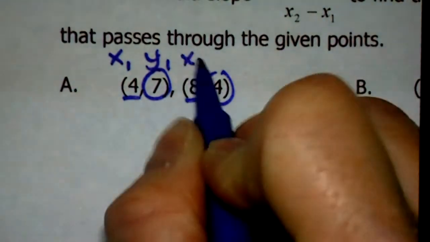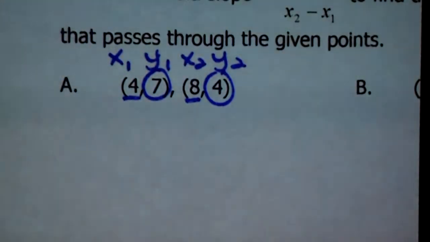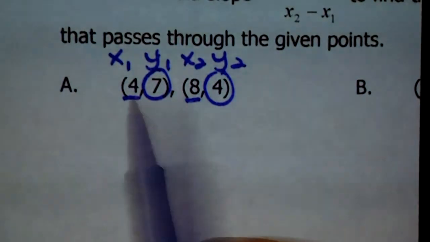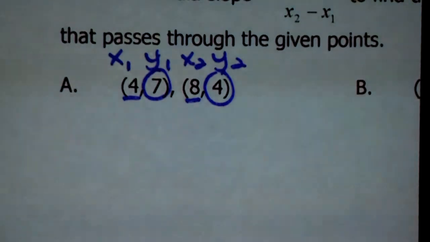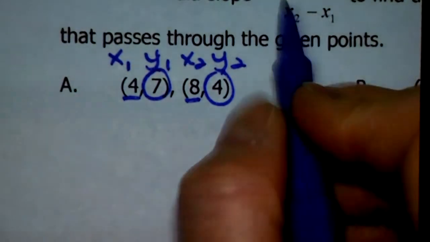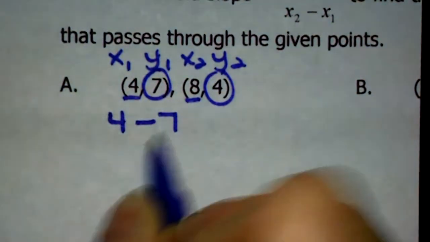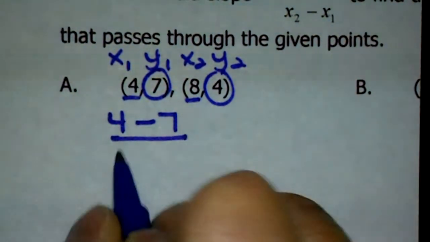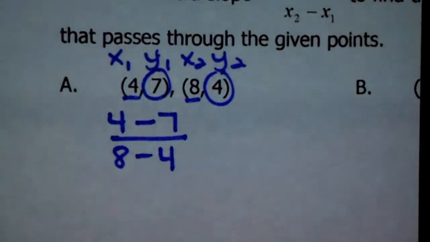And this I'm going to call x2, y2, because it's the second ordered pair. So the formula just says, if I were to plot these 2 points and I want to know whether the graph is going up or down, the rate of change, all I need to do is take the second y, 4, minus the first y, 7, over the second x, which is 8, minus the first x, which is 4. And then solve it out.